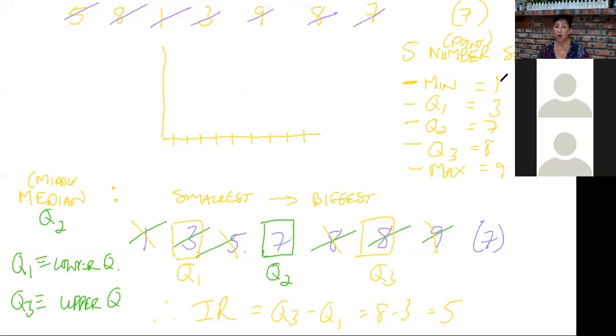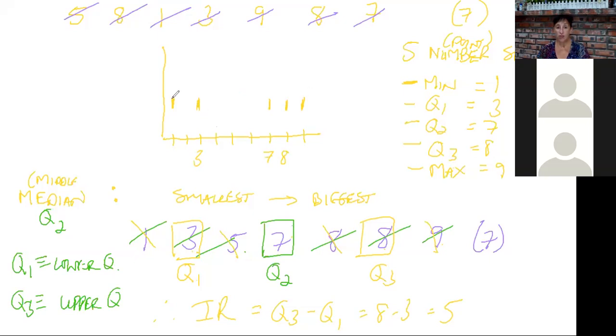We're now going to mark off 1. 1 is there, and what we do is we just draw a vertical line somewhere here, doesn't matter where. Then Q1 is 3, 1, 2, 3, same. Q2 is 7, 1, 2, 3, 4, 5, 6, 7. And then Q3 is 8. And the maximum is 9.